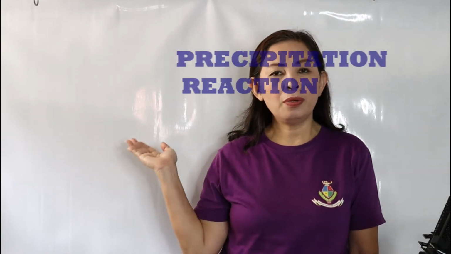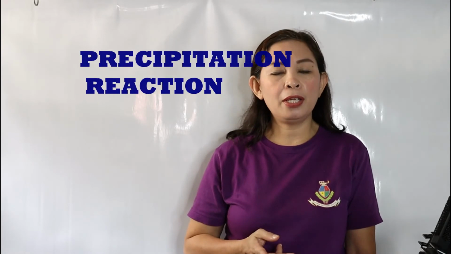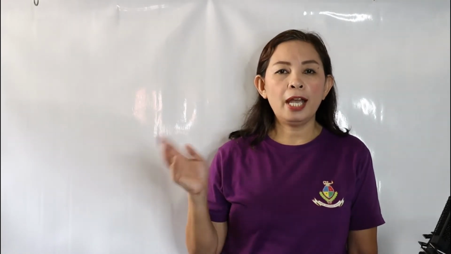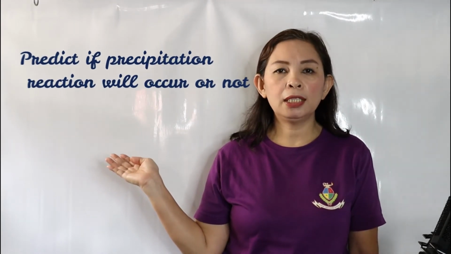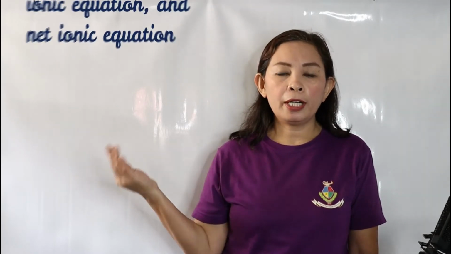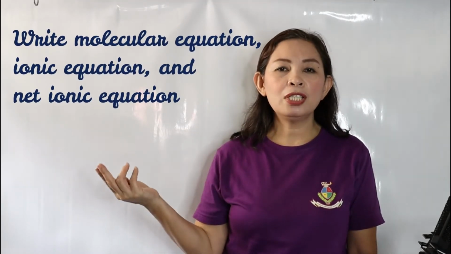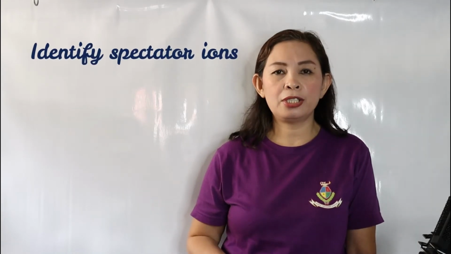In this video, we will discuss precipitation reaction. You are expected that at the end of this video, you must be able to, number 1, predict if precipitation reaction will occur or not. Number 2, write molecular equation, ionic equation, and net ionic equation. And number 3, identify spectator ions.